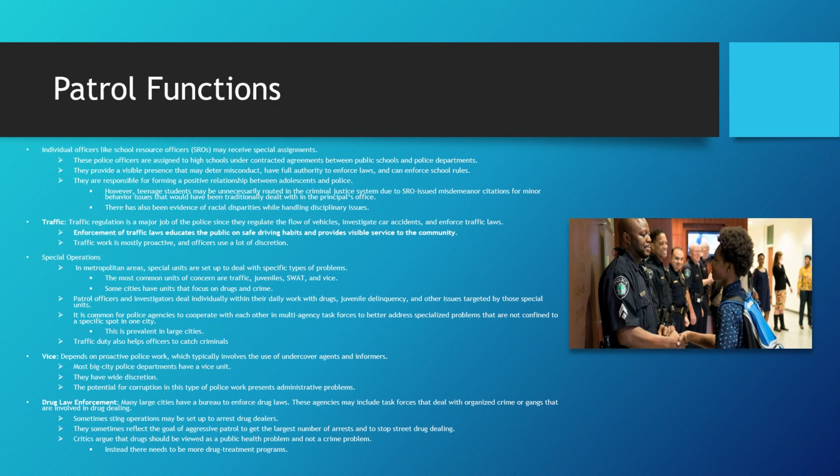Individual officers like school resource officers may receive special assignments. These police officers are assigned to high schools under contracted agreements between public schools and police departments. They provide a visible presence that may deter misconduct, have full authority to enforce laws, and can enforce school rules. They are responsible for forming a positive relationship between adolescents and police.